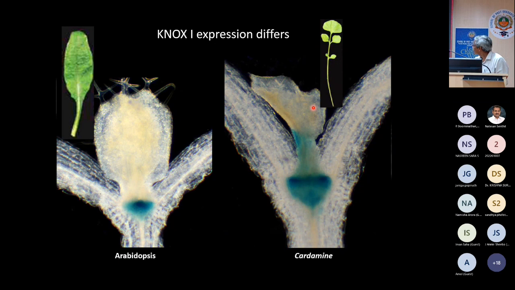Now, does it mean that this extra expression of the Knox is responsible for making this compound leaf? Not necessarily. It can be a cause or it can be an effect, right? So you can't really conclude from this experiment that this extra expression of Knox1 is responsible or causal for this one. Maybe it's just a consequence. Something else is responsible. Remember, your conclusion in science should always be as much as your data supports, not more than that. You should not conclude more than what the data supports.